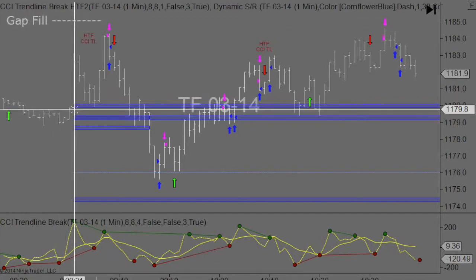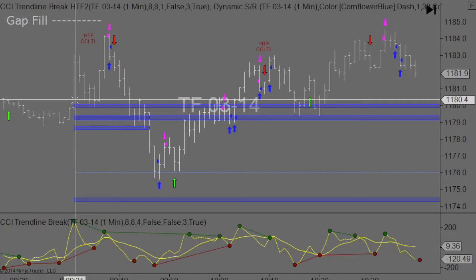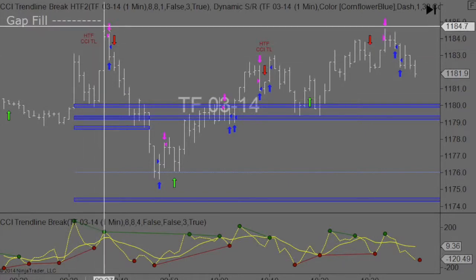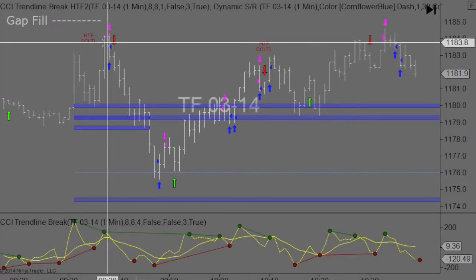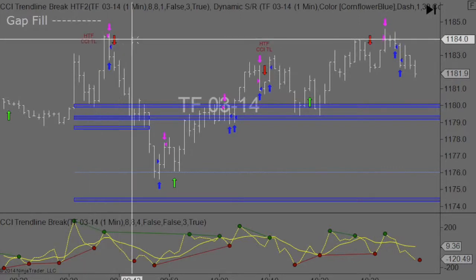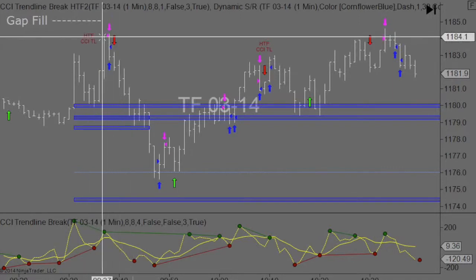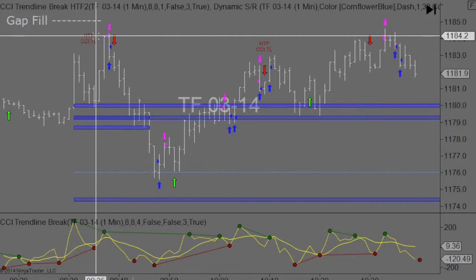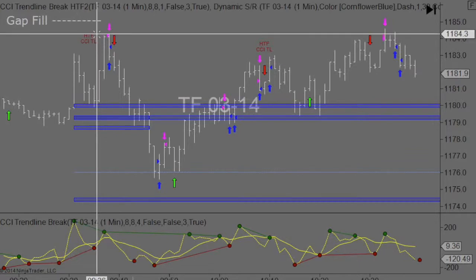I trade gaps in a different way. I don't trade anticipating a fill. I trade the bounce off of the fill. So I got in. I've never done it this tight before. I got in right at the top here. I don't know if you can see this triangle. 1184.2. The high was, I guess, 3.